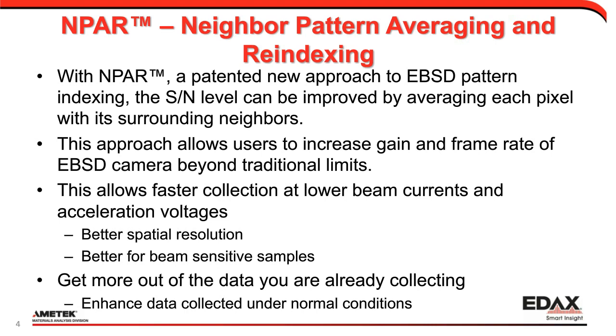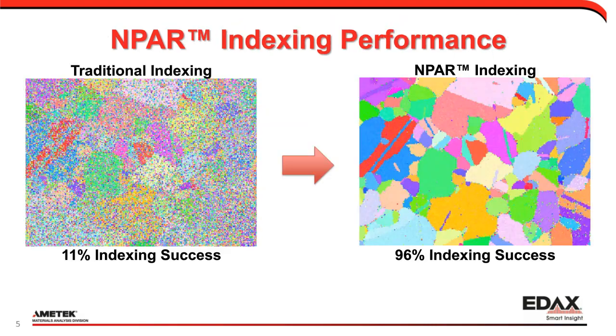So with that, I'll show you some quick results we've seen with NPAR. This is a pretty common thing where you see a relatively noisy data set like this, with an 11% indexing success rate. You run it through NPAR, and it gets up to the high 90s. I've seen even worse proprietary data sets that have gone from about 3% to 99%. That was a ceramic sample.